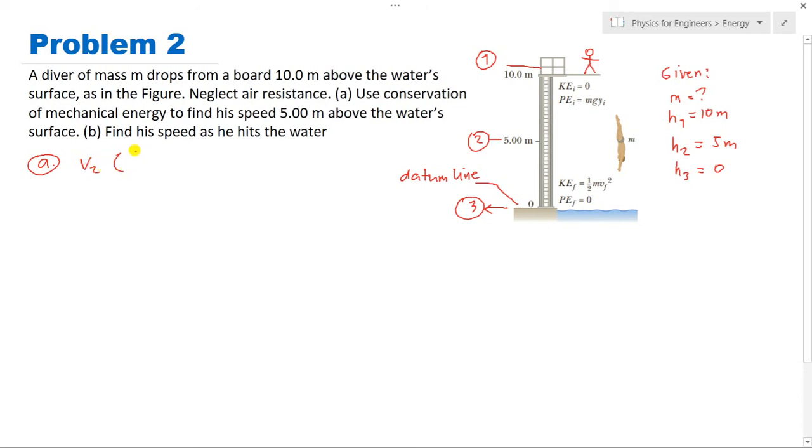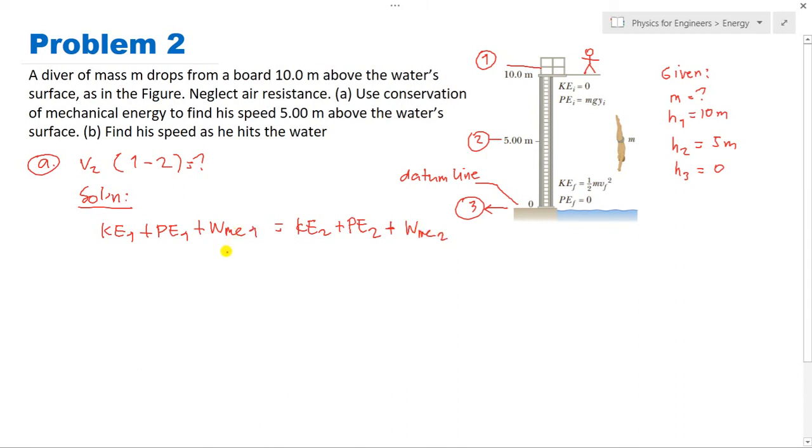Ang V sub 2 kay from state 1 to state 2 ang analysis. So mo na ipangita. To do that, let's solve. So solution, since this is an ideal condition, so we can just use the conservation of energy for the first condition. So we have here kinetic energy at point 1 plus potential energy at point 1 plus the mechanical work at point 1 is equal to the kinetic energy at point 2 plus potential energy at point 2 plus the mechanical work at point 2.